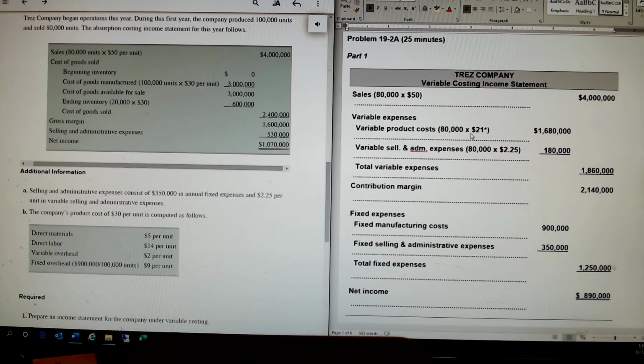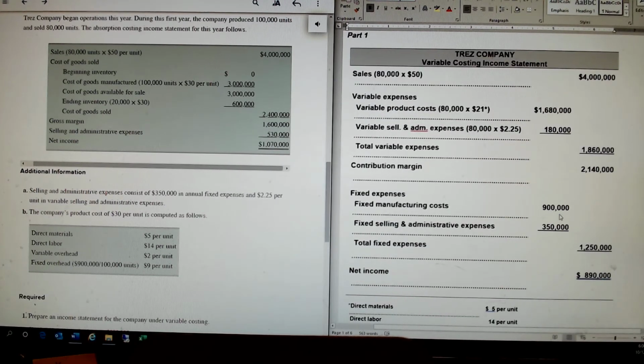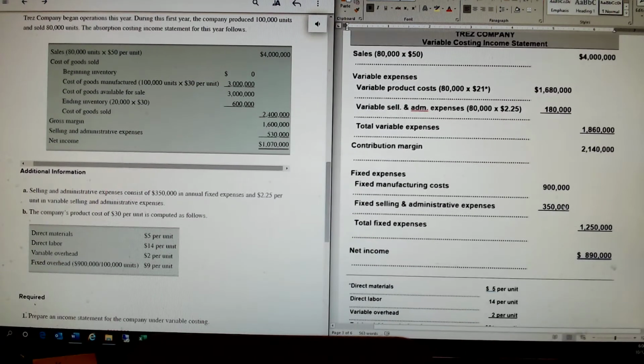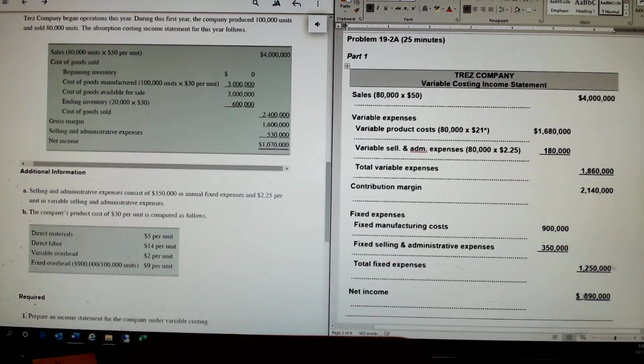So the variable cost of those 80,000 units that I sold was $1,680,000, and the variable selling and administrative costs of those 80,000 units I sold at $225 a unit. That's what they said right here, $225 a unit. Total variable costs, subtract that from sales, you get contribution margin. Then subtract off your total fixed costs: $900,000 for the factory and $350,000 for selling and administrative. Under variable costing, our net income is only $890,000.